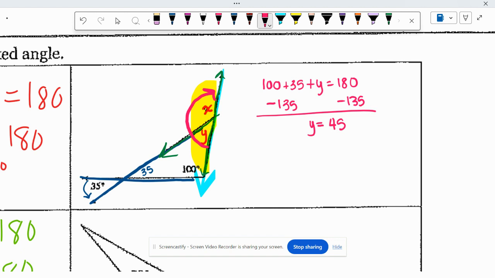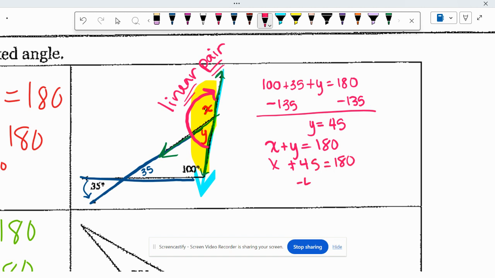Do you know what this is? 180. It has a measure of 180. It's called a linear pair. That was one of your definitions, right? A linear pair. Okay. So it does form 180. So X plus Y equals 180. But we just discovered that Y is 45. So if I were to subtract 45 from both sides, I would find out that X equals 135.